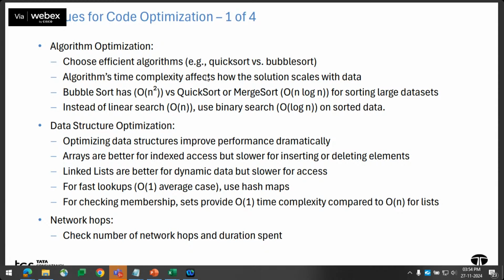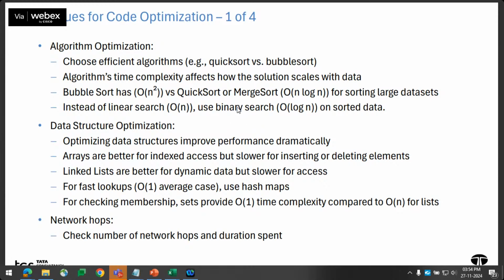And then the next one is the data structure. This also I'm sure they would be quite familiar with, about the various ones, when to use arrays, linked lists, hash maps. So all these algorithms and data structures really help in improving the performance. So the right choice needs to be made during the development.